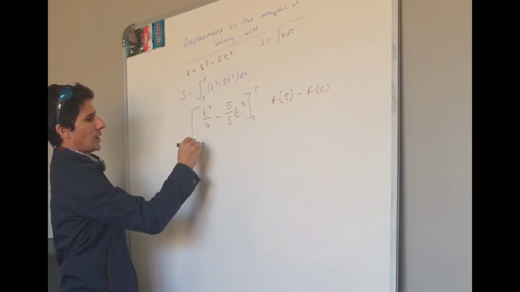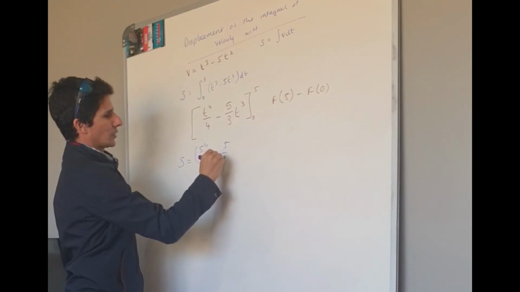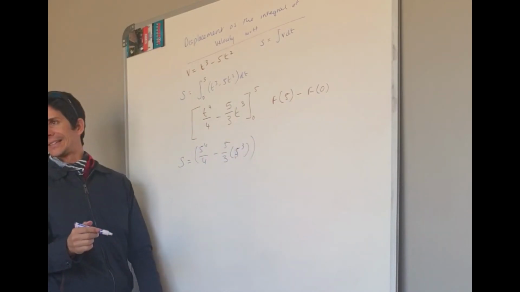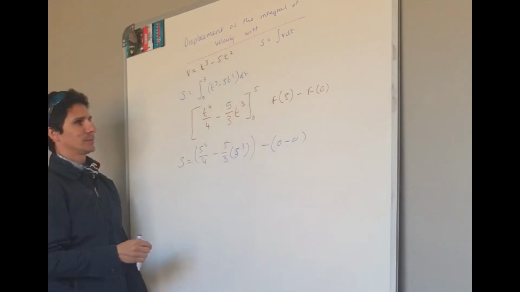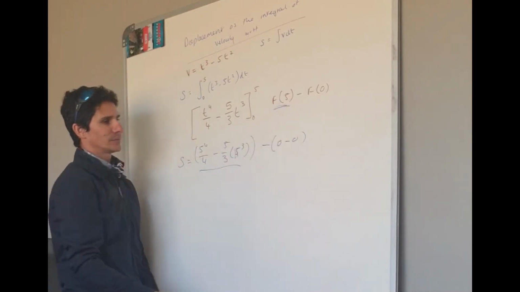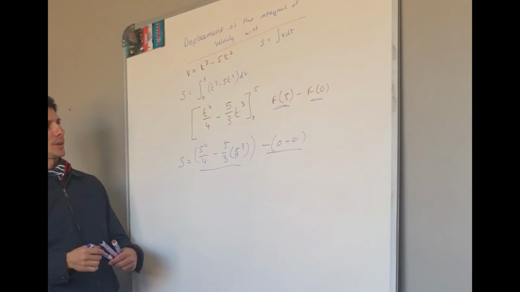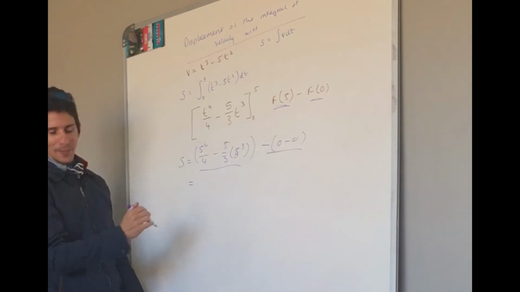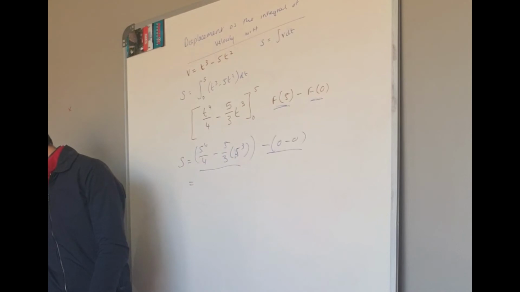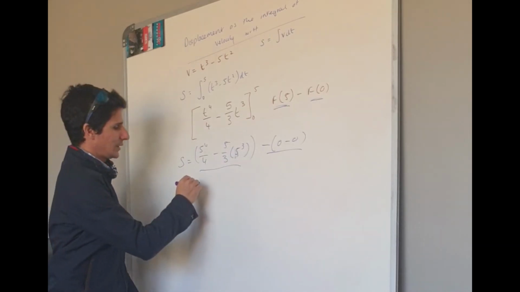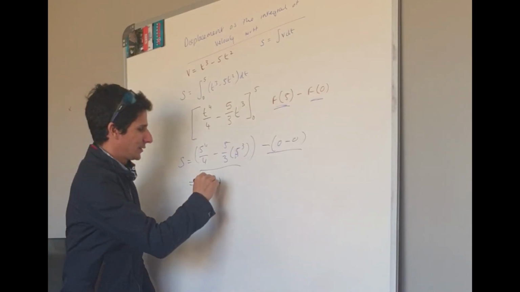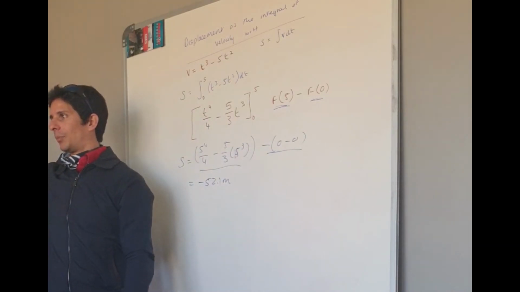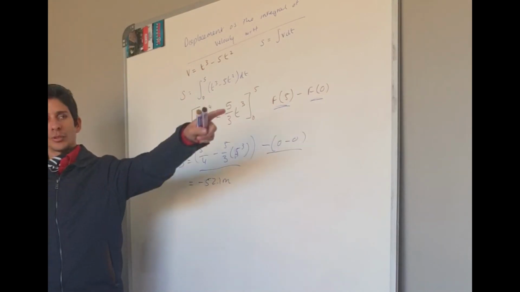Okay, let's do 5. So we have 5 to the power 4 over 4 minus 5 over 3, 5 cubed. And technically, you should also have 0 take away 0. So this is that part, and this is that part. But if I put 0 in, I'm going to get nothing. What do we get? I'm too lazy to work this one out. 625 over 4 minus 5 over 3 times 125, which is about minus 52.1 meters. So is my displacement in the positive direction or the negative direction? Negative direction. Yeah, I've actually ended up away from where I started. I went that way. If that's positive, I went the opposite direction.